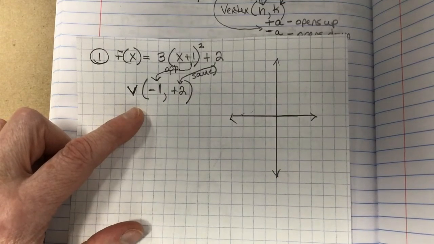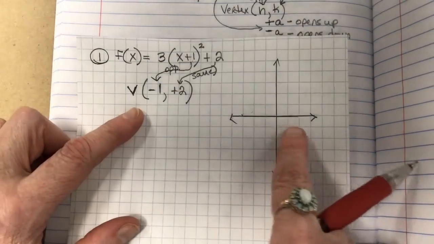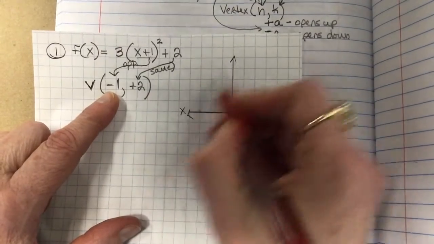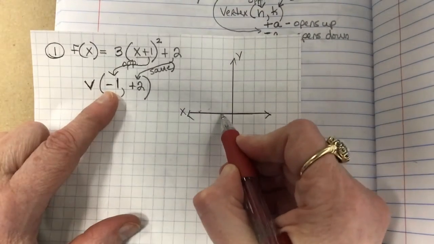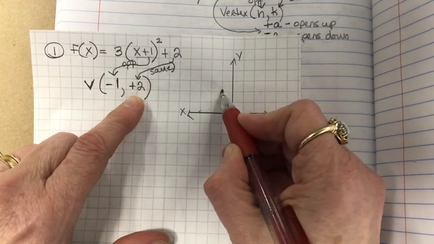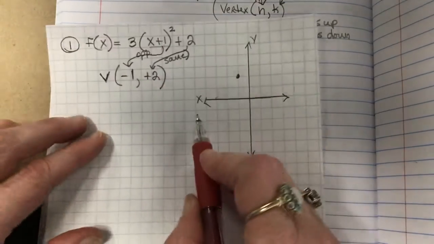Now the next thing you want to do, are you good? Yeah. You see where those numbers came from? Yeah. Now we need to go over here and graph that. Well, this is your x. So you're going to go to negative 1 on your x-axis, and you're going to go up positive 2. We're going to put a dot right there. That's our vertex.